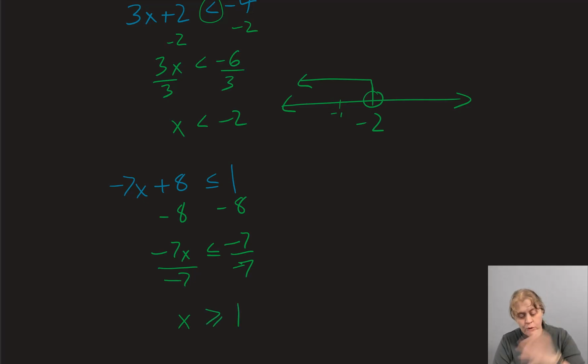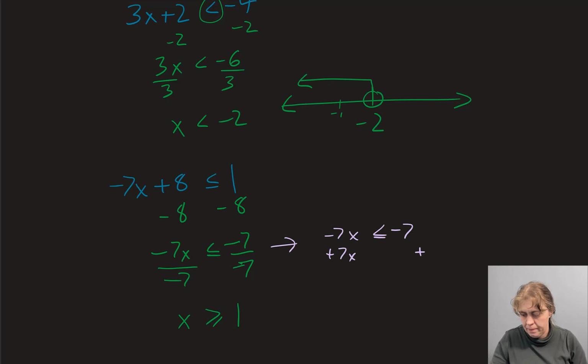Now, some people really, really hate this flipping the sign nonsense. And so what they do is they avoid anything and everything that has to do with multiplying or dividing a negative number, because they're just like, changing the sign. It's dumb. I don't want to change the sign. So what they do instead is, we've got negative 7x less than or equal to negative 7. So I'm going to plus 7x over here, and I'm going to plus 7.